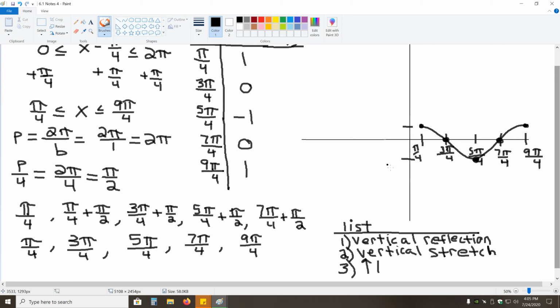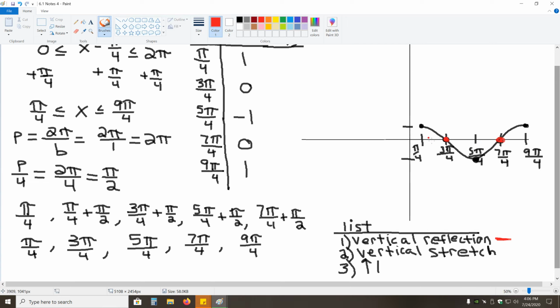That's a bit better. Okay, now we need to apply the vertical reflection, vertical stretch, and a shift up 1, and we're done. Everything else will be taken care of. So to start off with, the vertical reflection, we'll go ahead and take care of that in red. That means everything that is on the x-axis will stay where it is. Remember, think of the x-axis like a mirror.